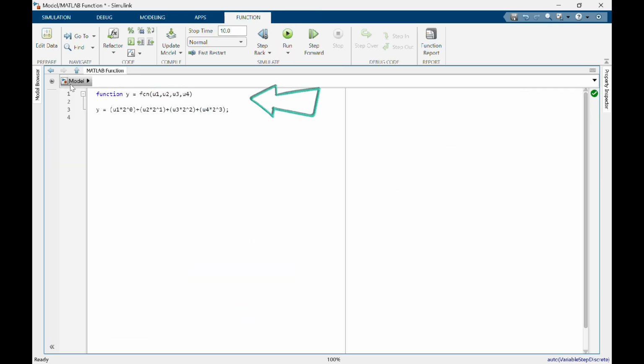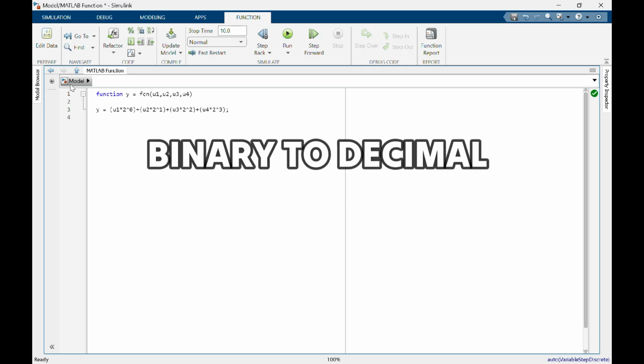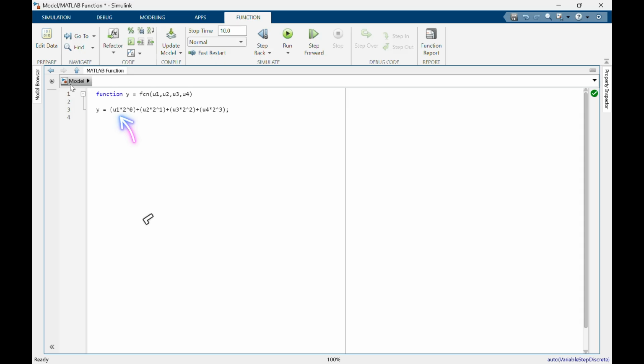Here we have written this short code in our MATLAB function block. This code simply converts a number in binary system to the number in decimal system. Here U1 acts as the LSB while U4 acts as the MSB.